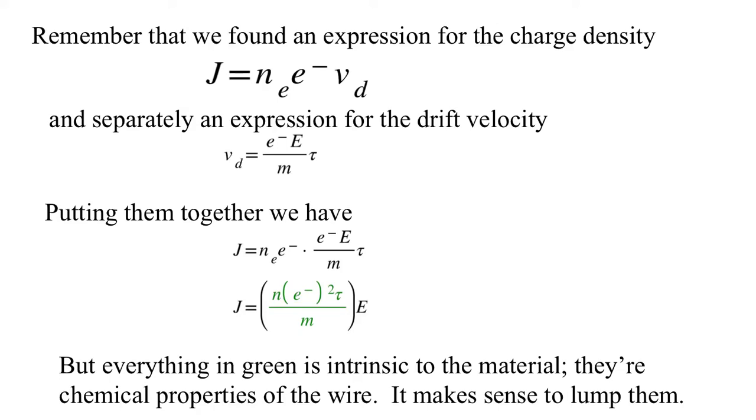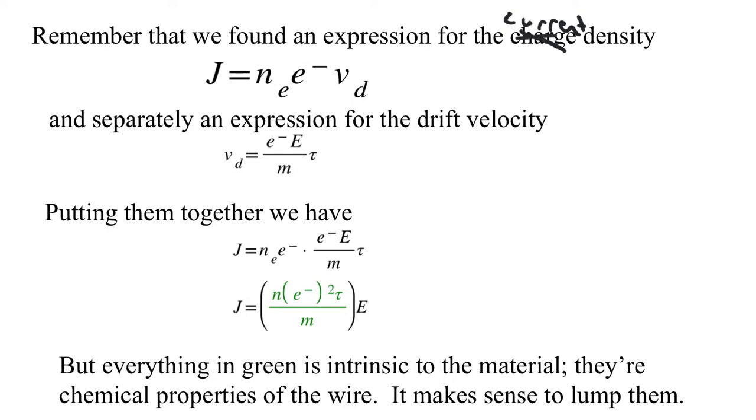Remember that we found an expression for the current density J, which was the electron number density times the charge of the electron times the drift velocity. The number density times the charge is the charge density, charge per unit volume, and then this is the length per unit time that is added to that volume. So that altogether gives us the box that we have the charge in, and we end up with the current in that quote-unquote box.